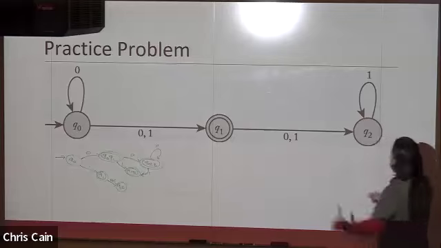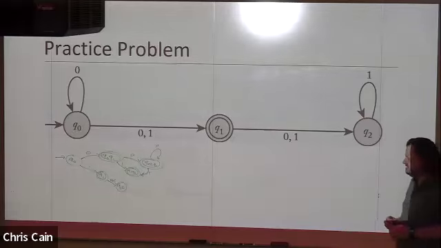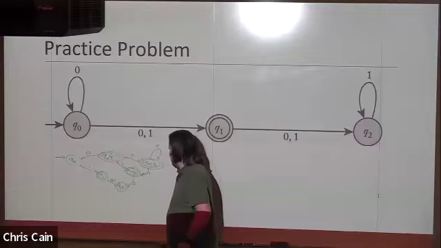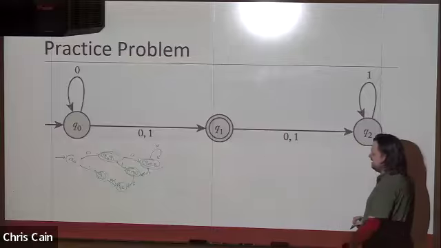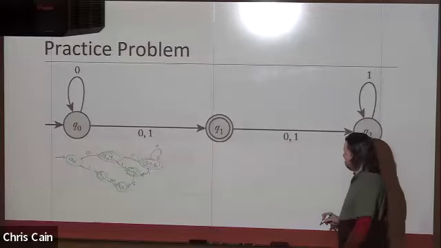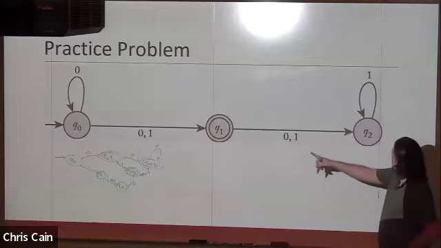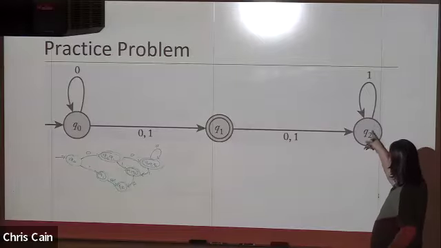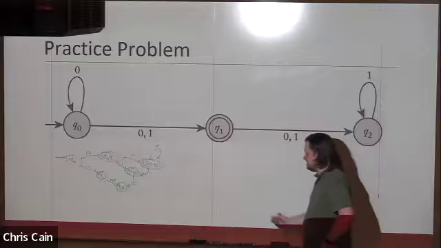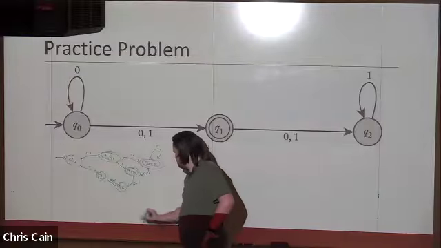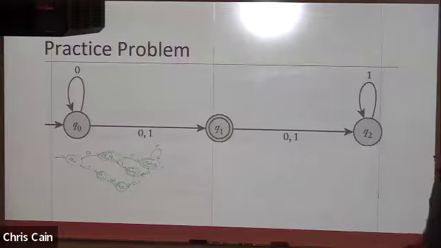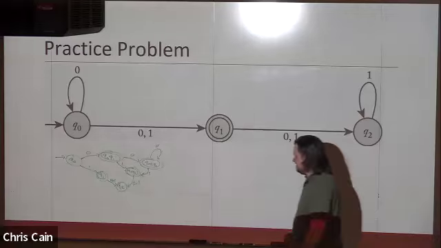From Q1 or Q2, where can we get on a 0? Just Q2. Where can we get on a 1? We could consume and end up in Q2. We could get there from Q1 or from Q2, but it's Q2 regardless. From Q2, where can we get? We'll do the easy one first, on a 1 to itself.